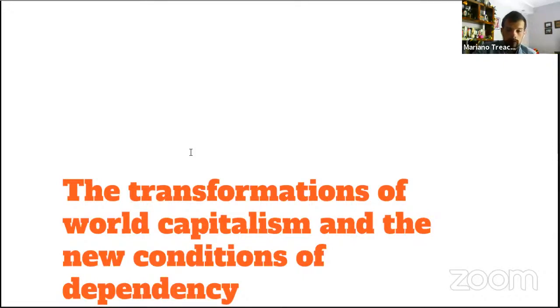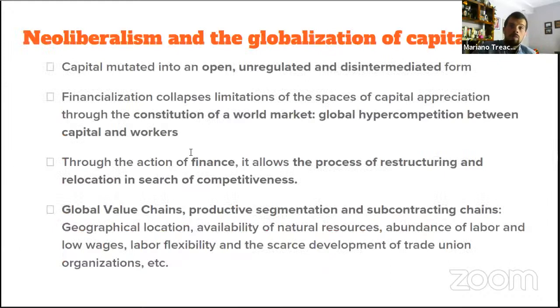We will now see some features of 21st century dependency theory after the transformations of world capitalism in the 70s, 80s, and 90s. So, with neoliberalism, we have experienced a switch in the form of the accumulation of capital, and capital transformed, mutated into an open, unregulated, and disintermediated form. This has allowed the financialization of capital and the constitution of a world market with global hyper-competition between capital and workers, the globalization, right?